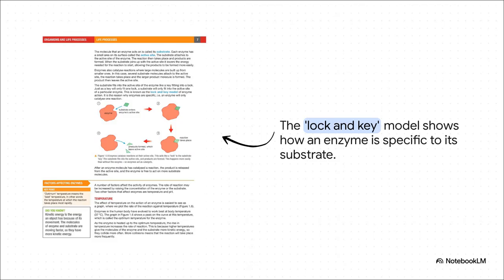And the way they work is actually super elegant. It's called the lock and key model, and for a good reason. You see that special shape on the enzyme? That's called the active site.